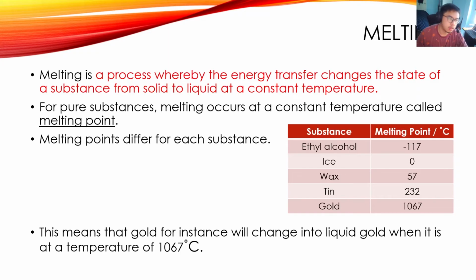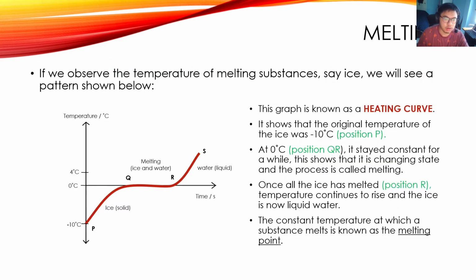So remember, the definition of melting is this one here. Melting is a process where energy transfer changes the state of a substance from solid to liquid. And also very important, melting only occurs at a constant temperature. Make sure you remember that ice has a melting point of 0 degrees Celsius. And then make sure you know that this curve is called the heating curve.